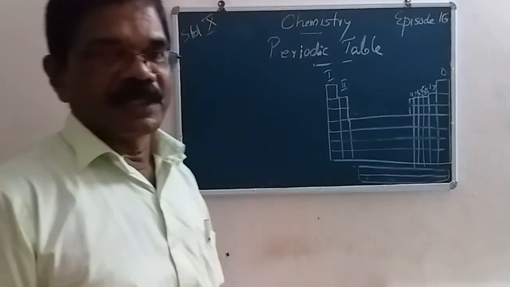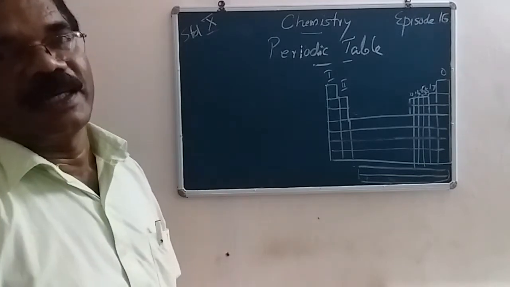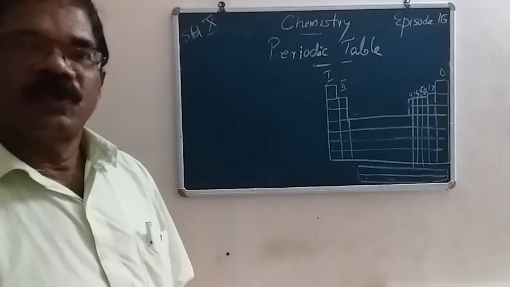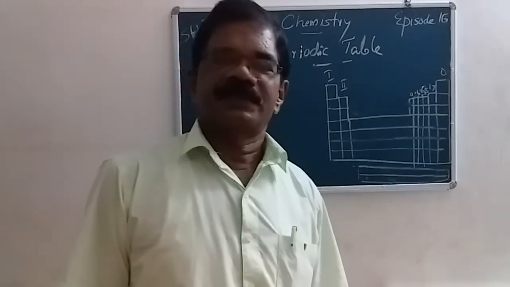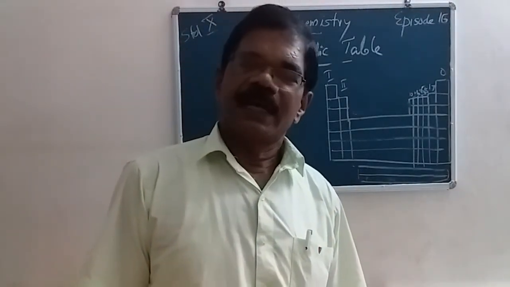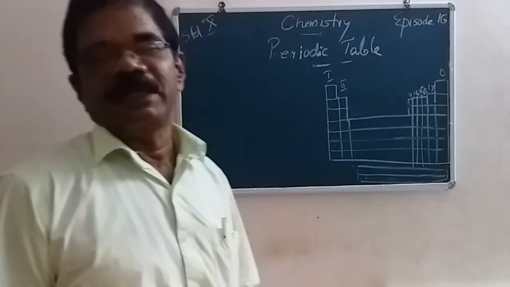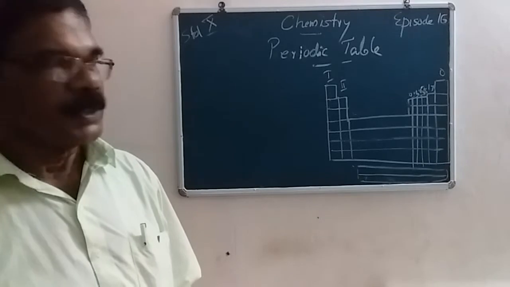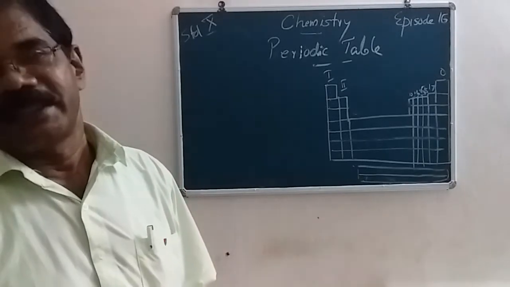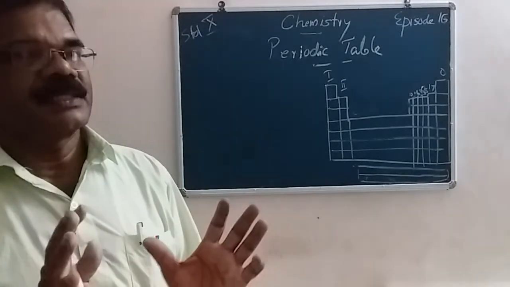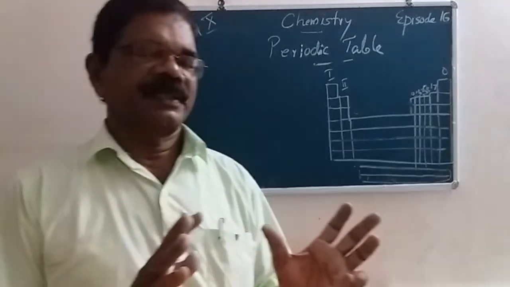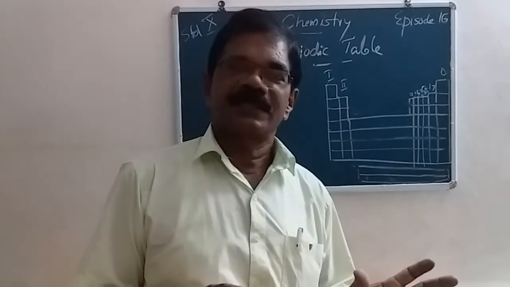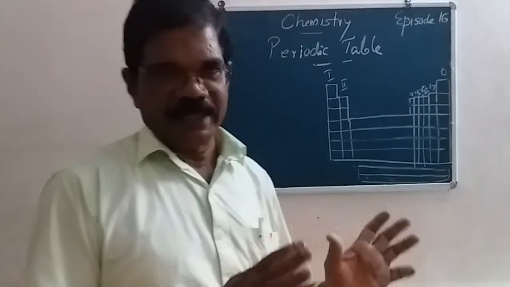In the modern periodic table, we have already seen that there are 18 vertical columns. They are called groups, and 7 horizontal columns, they are called periods. Today we were discussing how the properties vary among periods and groups and the reasons why this variation occurs.